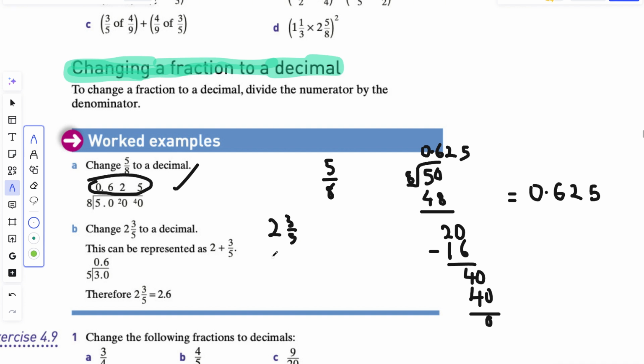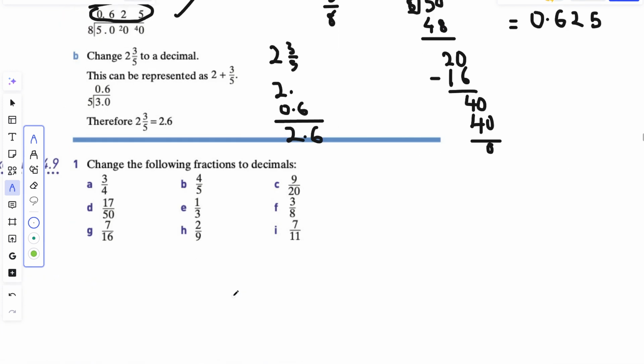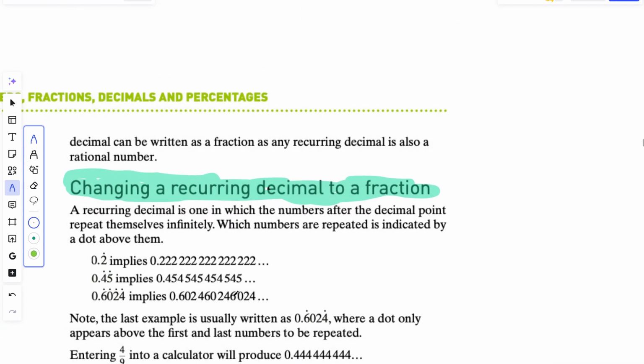Just write these 2 points. You already know 3 over 5 is what? 0.6. If you add 0.6 to this, you get 2.6. Okay? If you change 3 over 5, you get 0.6. If you add them, you get 2.6. So here you get 2.6 for this decimal. If you divide this, you get 2.6. Is that okay? So you have questions to practice and so on and so forth.